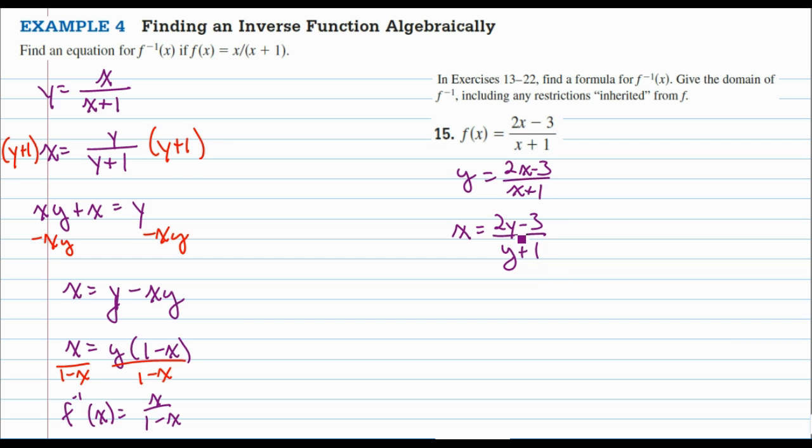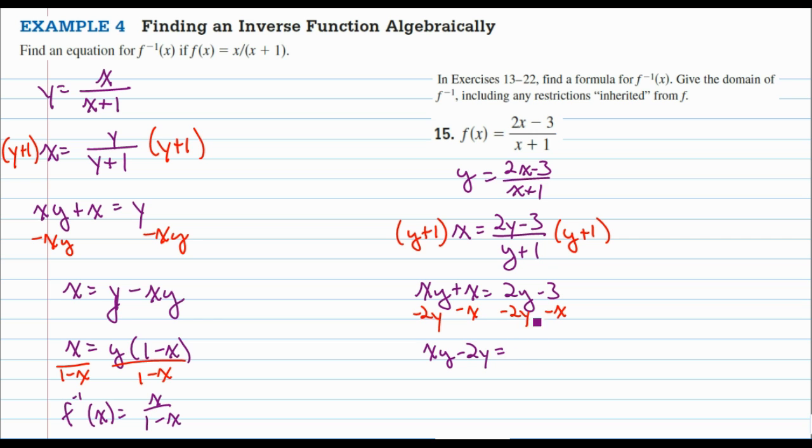Now, I've got to get the y's out of the denominator. I'm going to distribute the x's, or the 1x, 2y minus 3. Now this time I want all the y's on one side of the equal sign again, but I want everything else on the other side. So I'm going to subtract 2y from both sides. I'm also going to subtract x from both sides. So in total I get xy minus 2y equals negative x minus 3.